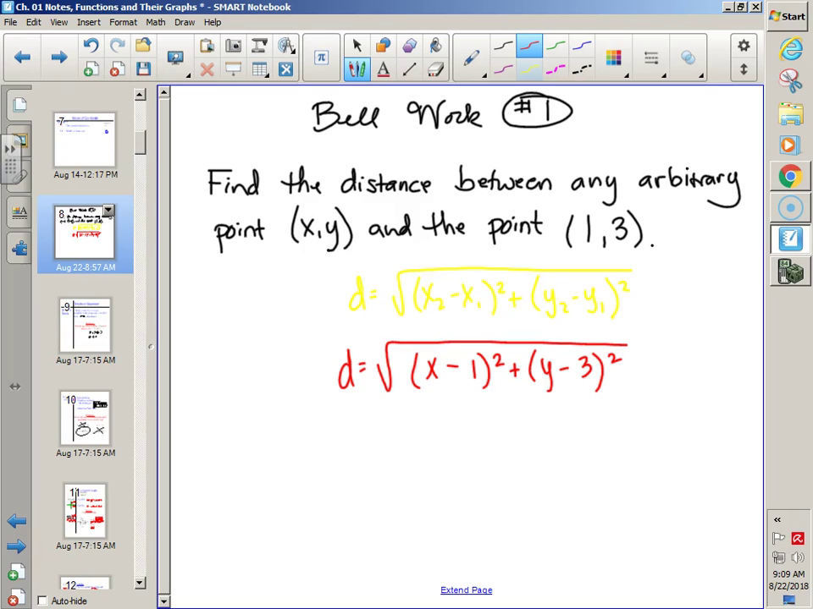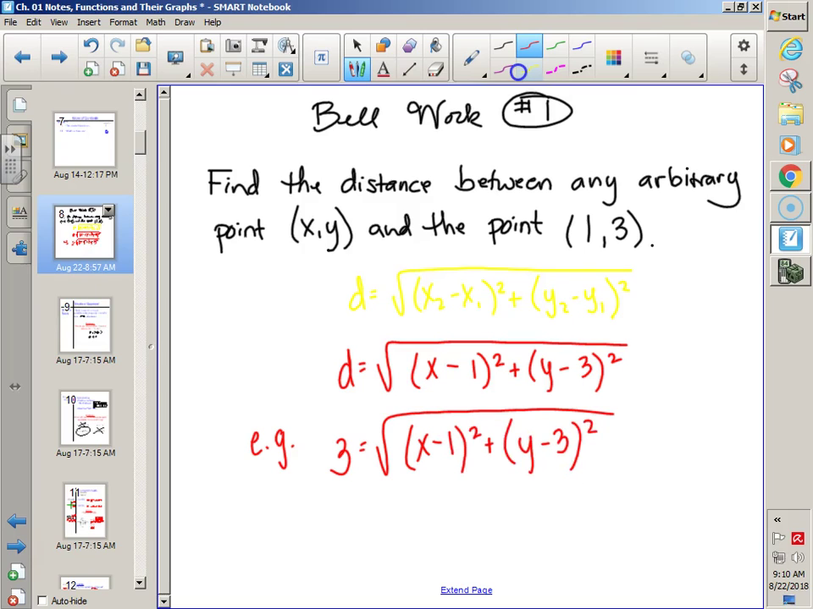Then I was like, in your groups, look at that equation, see if it looks like anything else you've ever seen before besides the distance formula. Distance between any arbitrary point and the point 1, 3. And then I said, play around with what if the d was what? What did I say? 3. And I gave the hint, maybe use your graphing calculator to try to figure out what function this is.